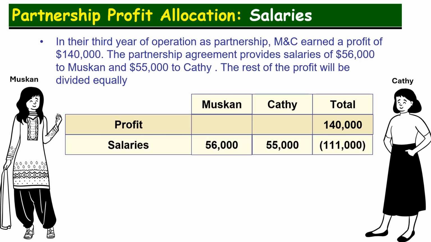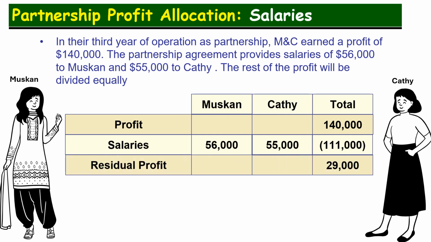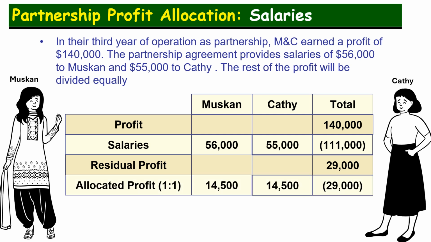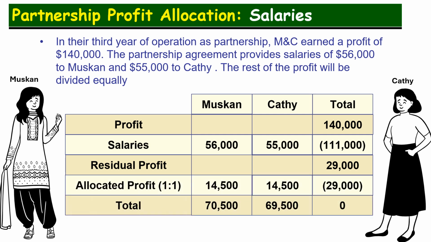So the salaries total will be deducted from the partnership profit, because as you know, salaries is another way of distributing profit. Now, $111,000 of the profit will be distributed as salaries. The rest is $29,000 profit that will be shared equally. So 14,500 each. So the total for Muskan will be 70,500, and for Kathy it will be 69,500.